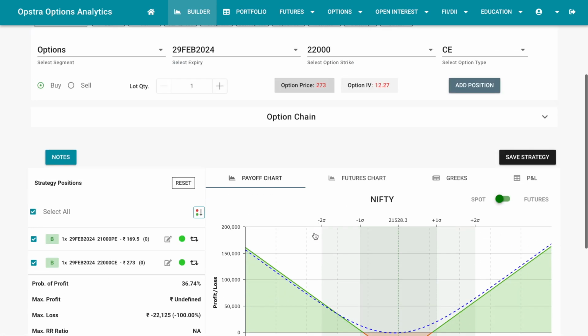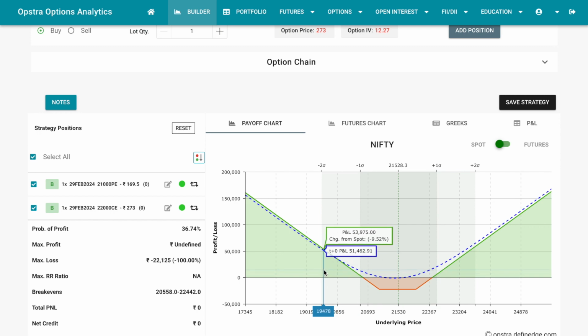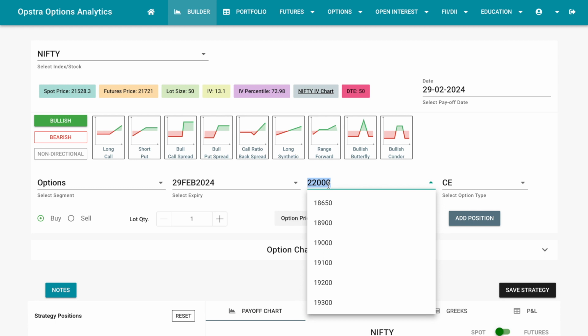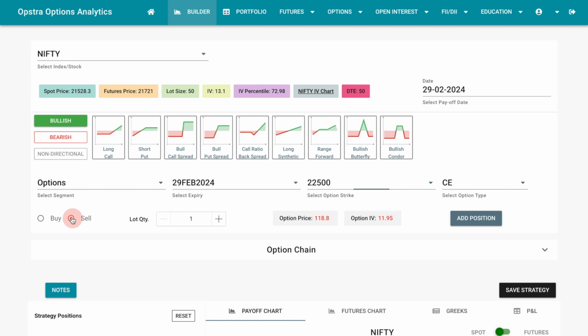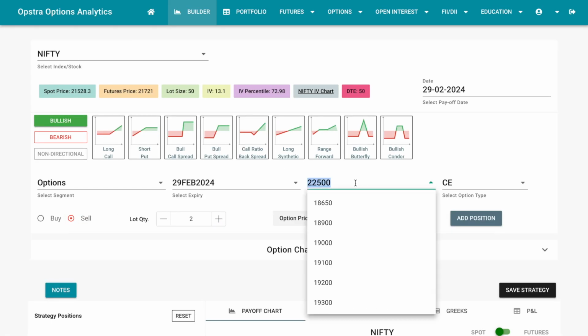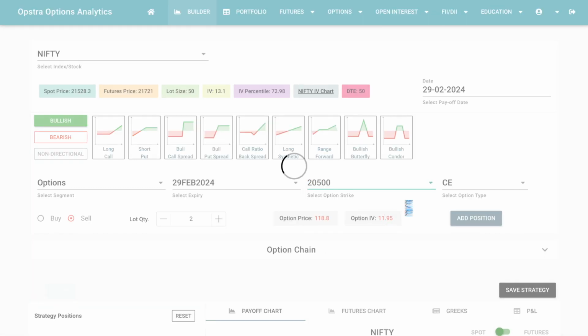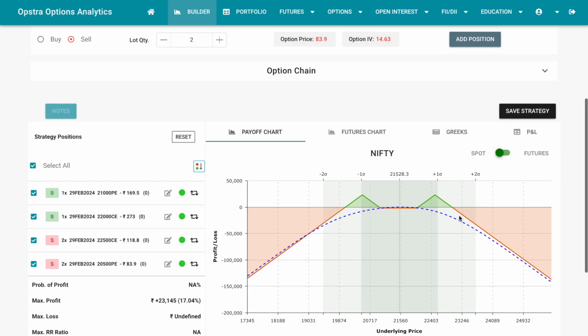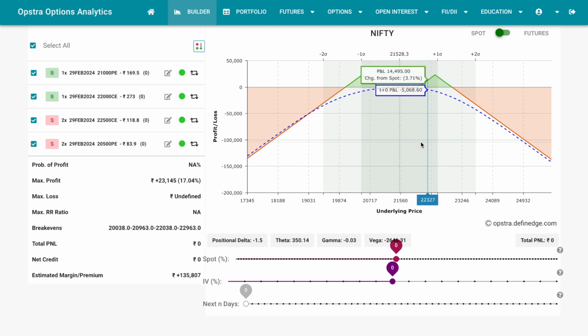Now we'll go ahead and sell a 500 points away, 20,500. Just sell this CE, a couple of lots, and then again the 20,500 PE. We'll sell this PE for a couple of lots. Now you can see a very good Batman with a very broad forehead. So that's what the Batman is.